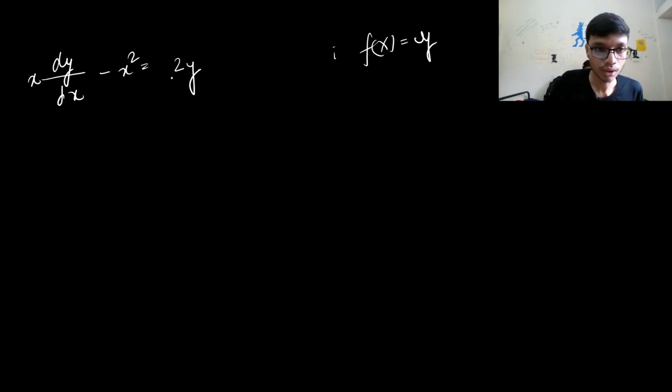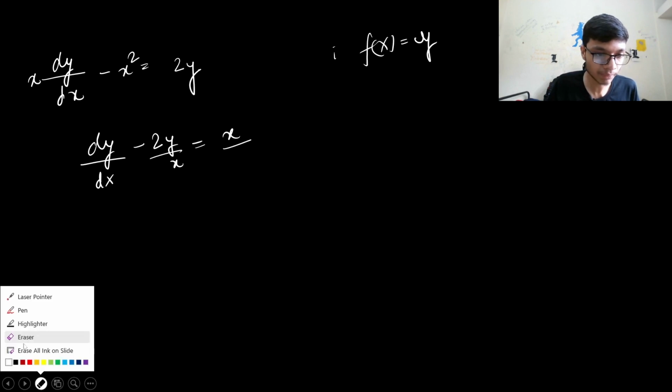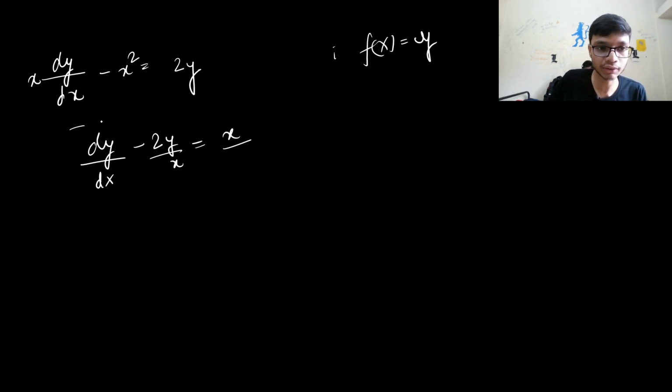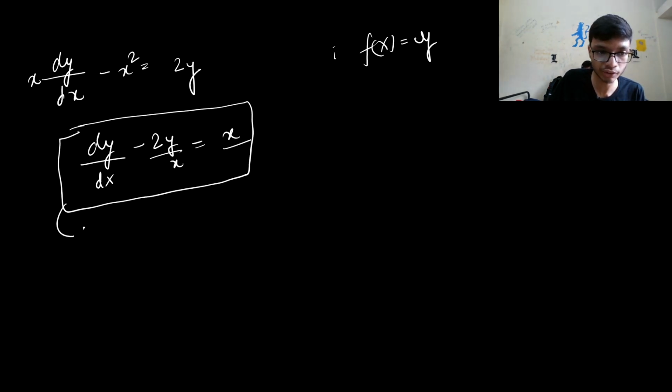From here, if we make this differential equation into the linear differential form, it is dy by dx minus 2y by x equal to x square by x, that means x over here. This is basically the simple format of a first order linear differential equation. So this is a linear differential equation of order 1.